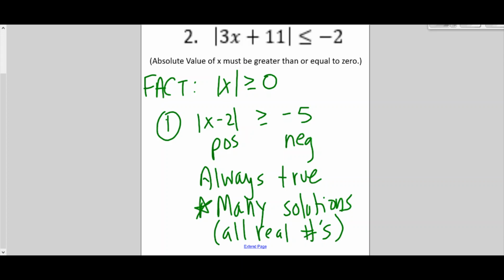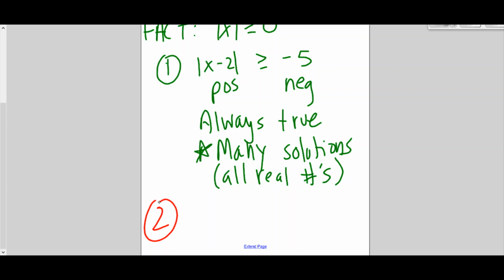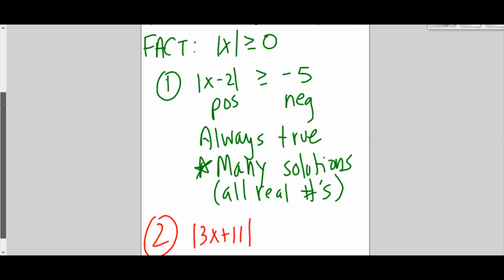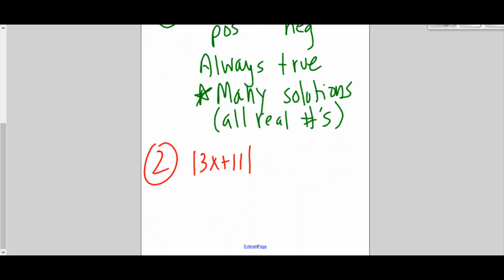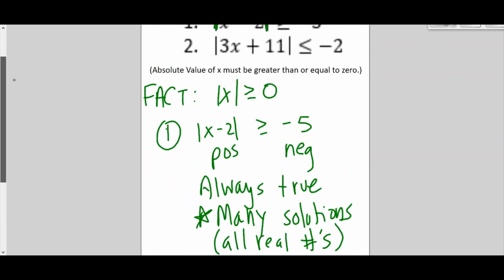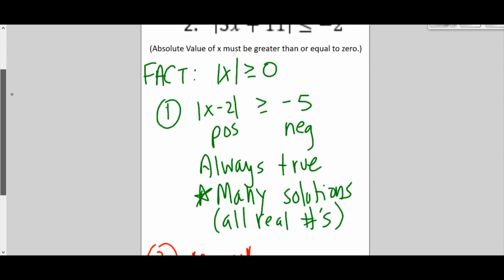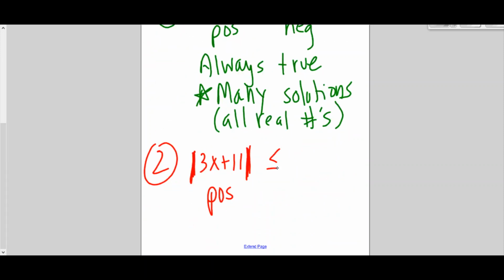So for the second case, the one that you see on your screen right now, it says absolute value of 3x plus 11 is less than or equal to -2. So the absolute value of 3x plus 11. So remember the fact that we wrote down earlier. The fact is that absolute value of x is always greater than or equal to 0. So remember, absolute value is always positive. So no matter what, when I take the absolute value here, I'm going to get a positive answer. So this is going to give me positive. And then the rest of that statement said absolute value of 3x plus 11 is less than or equal to -2.